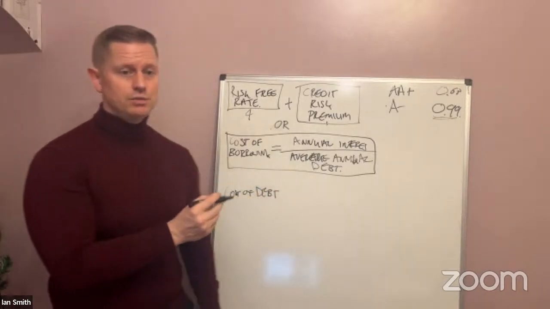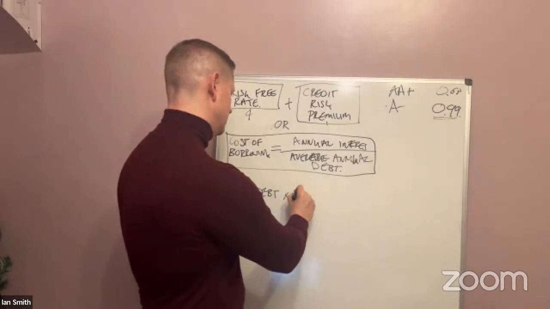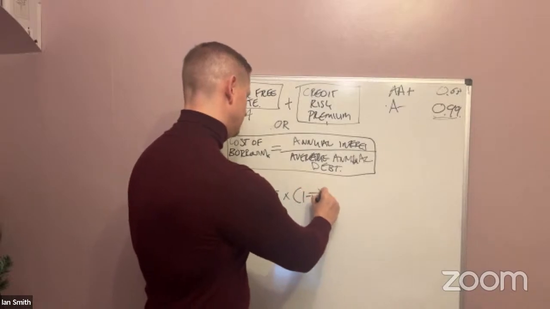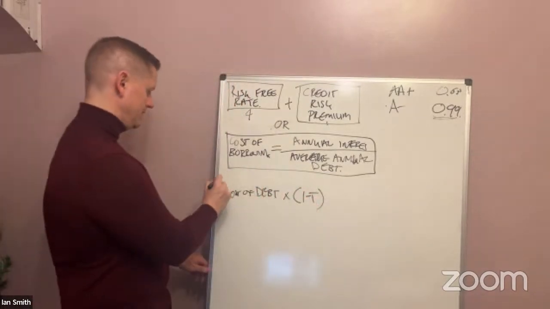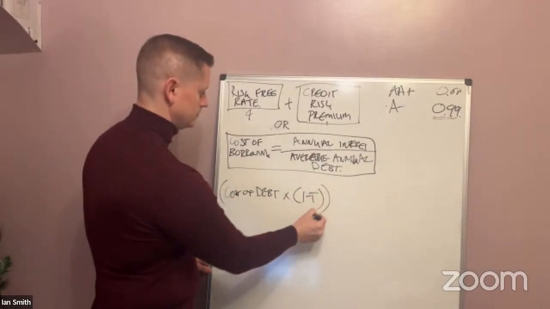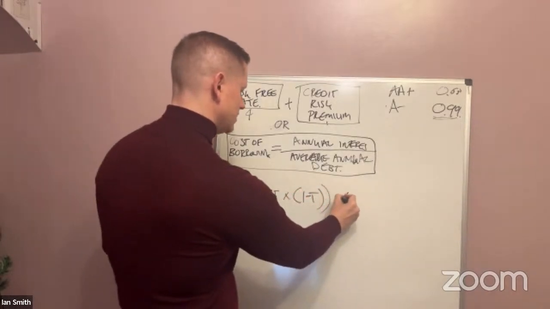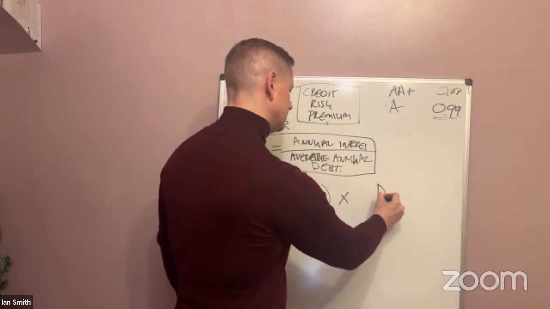And then we need to multiply cost of debt by 1 minus the tax rate. Then we multiply this by the gearing.